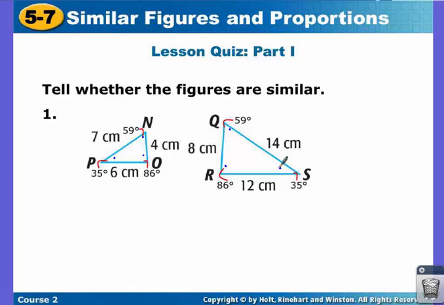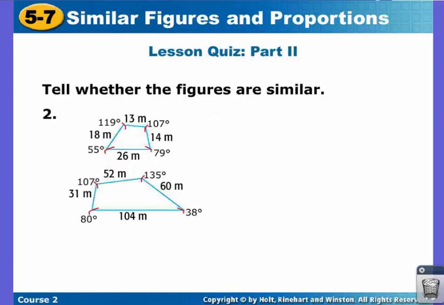Now I'll look at my corresponding parts. Here I've got 4 and 8. What did I do to 4 to turn it into an 8? Multiplied by 2. So can I do that to the other 2 pieces to find out whether or not they are similar? So I've got this one is 7. So the other corresponding part should be 14. There it is. This one is 6. The corresponding part should be 12. There it is. Are these figures similar? Yes.